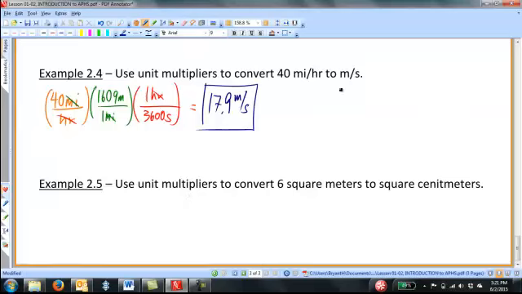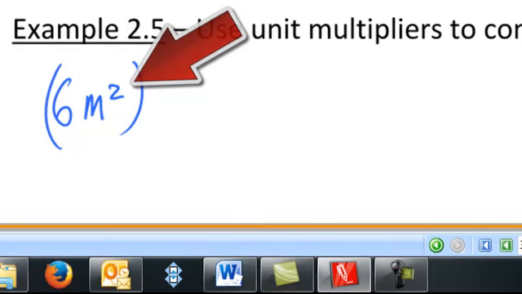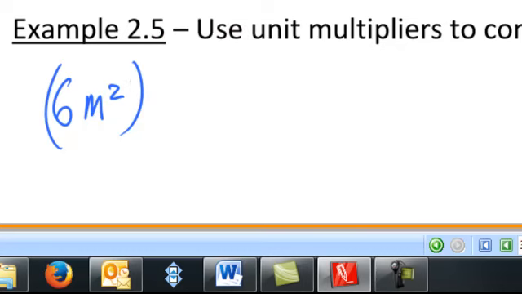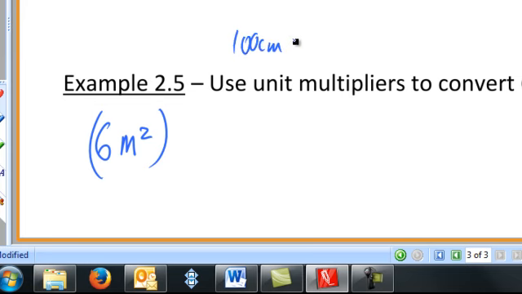One more example. Use unit multipliers to convert 6 square meters into square centimeters. This one's a little more tricky because I have to deal with square units. If you ever handle units that are squared or cubed or raised to some power, I encourage you to actually show the power explicitly with the units, because that will guide you as to what you have to do with the conversion factors. Now, I happen to know, since King Henry died Monday drinking chocolate milk, that 100 centimeters is equal to 1 meter, which means that 100 centimeters squared is equal to 1 square meter.